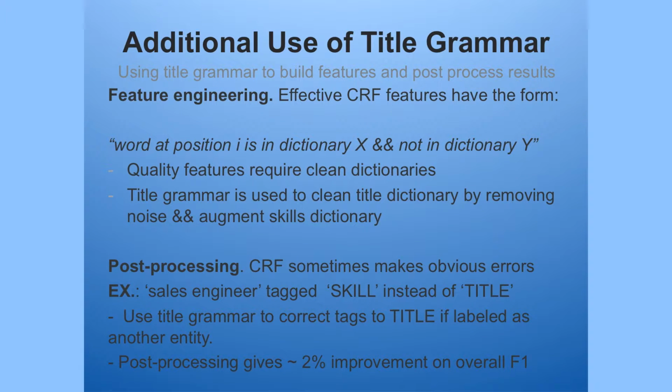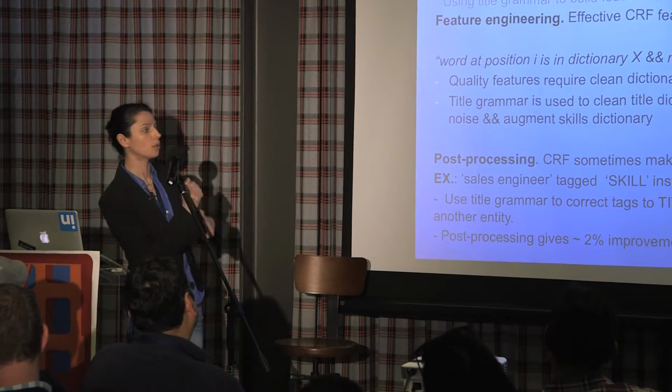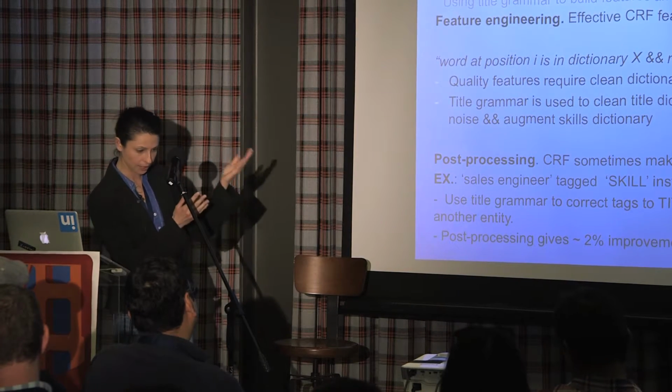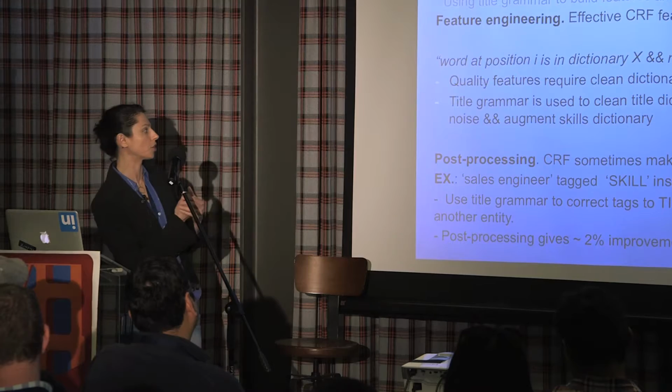So in addition, we can use title grammar to do feature engineering for the CRF. Namely, it turns out that some of the more effective features for the CRF model is something like word at position J is in dictionary X and not in dictionary Y. What that means is when you look at a query and the model is trying to featurize around a particular location, it will say, well, what is this word? Oh, it's some word like director. Oh, actually, it turns out to be in the dictionary of known titles, and it's not in a dictionary of skills. Good, so I'm going to fire, and eventually I'll see something like this in the test set. I'll have some weight, hopefully not indistinguishable from zero, associated with it, so it's a good feature.